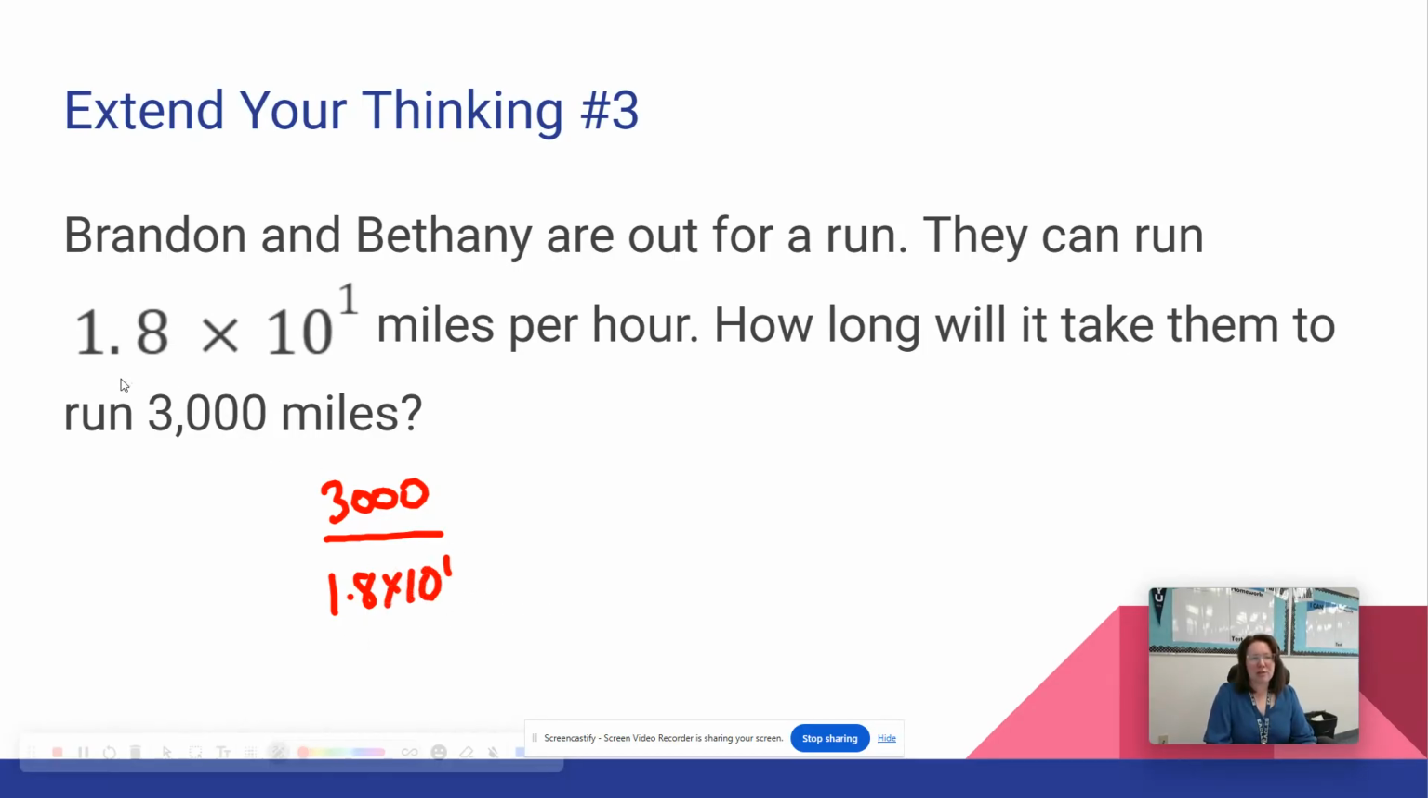In case you're curious about this, 1.8 times 10 to the 1, that's just 8, that equals 18. They can run 18 miles per hour. 18 miles in an hour. Let's see, 10, 1, 2, 3, 4, 5, 6. That is maybe a 6-minute mile. It's very fast.